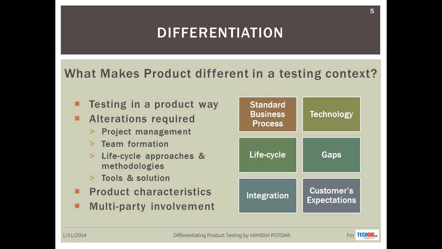So from a differentiation standpoint, there are a number of such facets which need to be looked at differently when it comes to products and testing of products. I picked up 6 such facets, namely the process, the technology, life cycle gaps, integration and expectations. Definitely those are not the limited list, it's not the exhaustive one. But from a time constraint standpoint, we'll at least look at these 6 and try getting into a little detail on these.